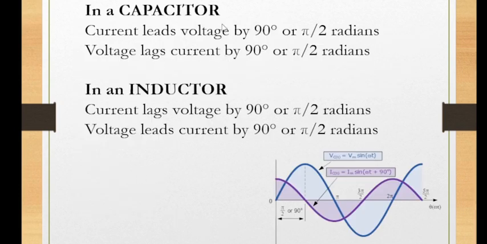So note, in a capacitor, don't forget current leads. We've already accepted this. You can see the one leading and the one lagging. Current leads the voltage by 90 degrees or pi over 2 radians, while voltage lags the current by this. While in an inductor, current lags voltage by 90 degrees and voltage leads current.